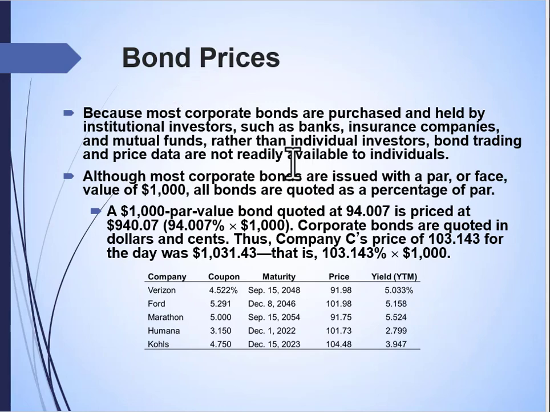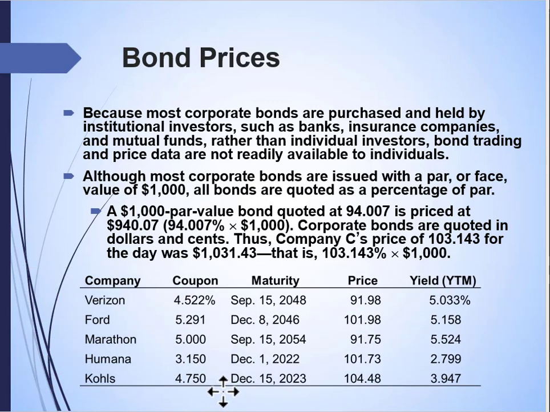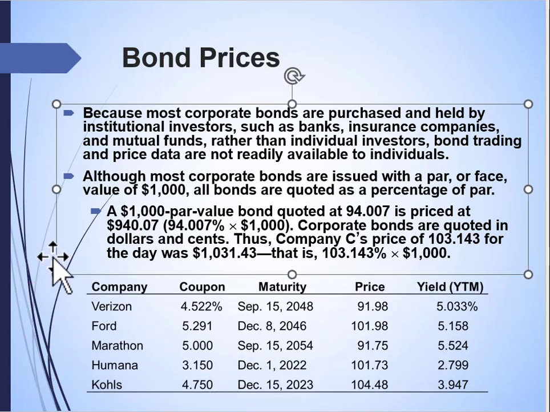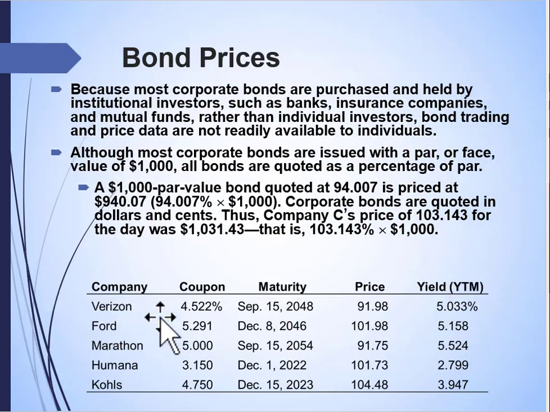The last thing to kind of talk about is bond prices. See if I can make this a little bit bigger so we can see it. And here we can see that all bonds are typically sold in $1,000 increments. Now, in the newspaper, this is typically the way you see the bond listed. Here's Verizon. It has a 4.522% coupon. Multiply that by 1,000. Every year they pay $45.22 in coupon. They may do that twice a year.